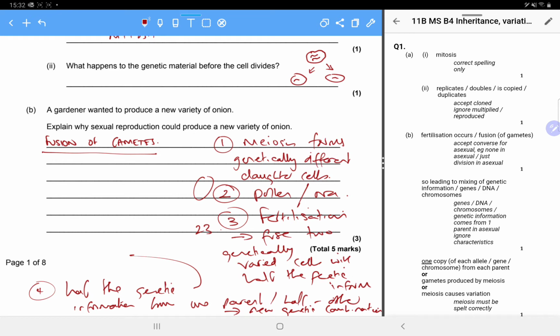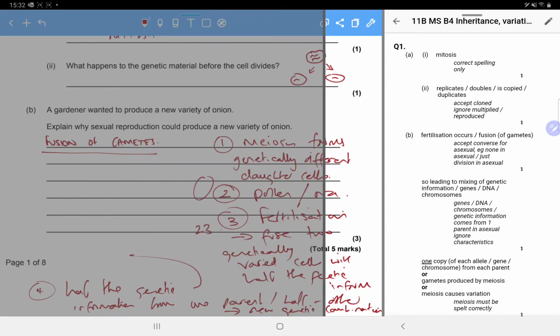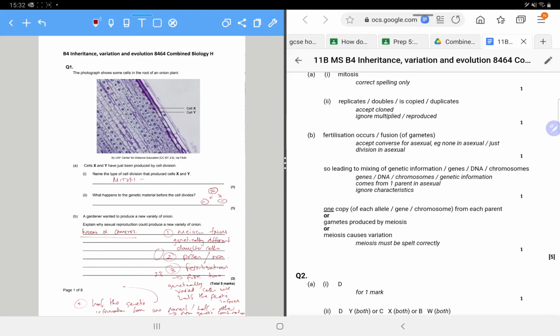Okay. If we look at the mark scheme on the right-hand side here, we can see that it says fertilization occurs. They've actually done it in an order I wouldn't necessarily do it in, but fertilization occurs. So you can see the fusion of gametes leading to a mixing of genetic information. One copy from each parent, or gametes produced by meiosis, or meiosis causes variation. Okay, so by going through the whole process there, we've definitely hit all of the marks. Okay, let's move on.